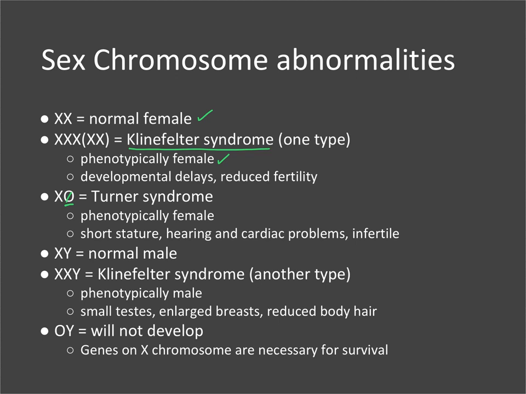Now in males, we know that XY is kind of like the normal average male sex chromosome combination that would develop into a phenotypically normal male.